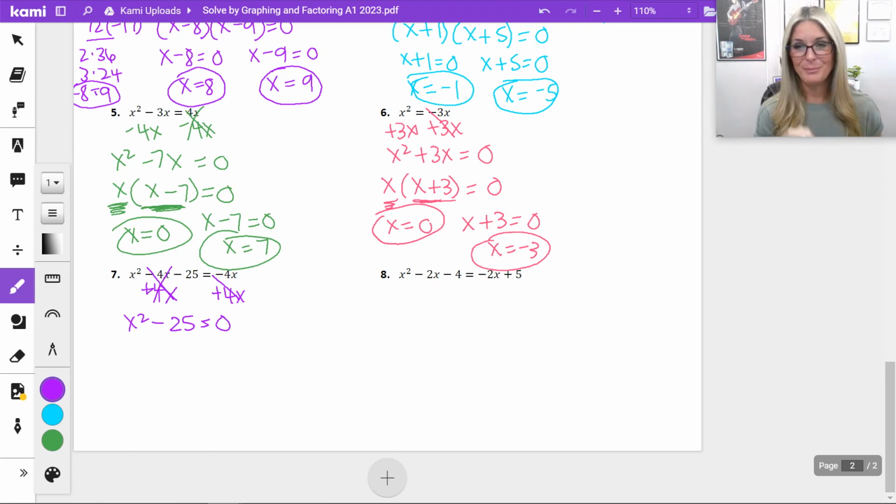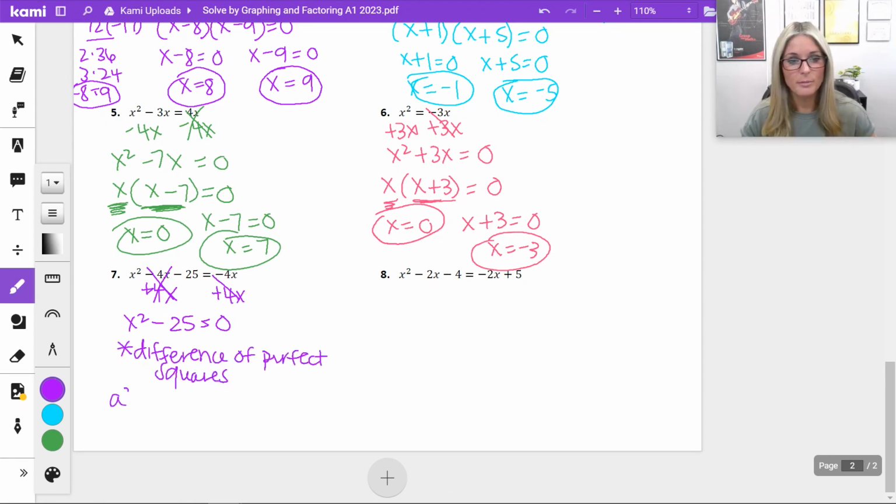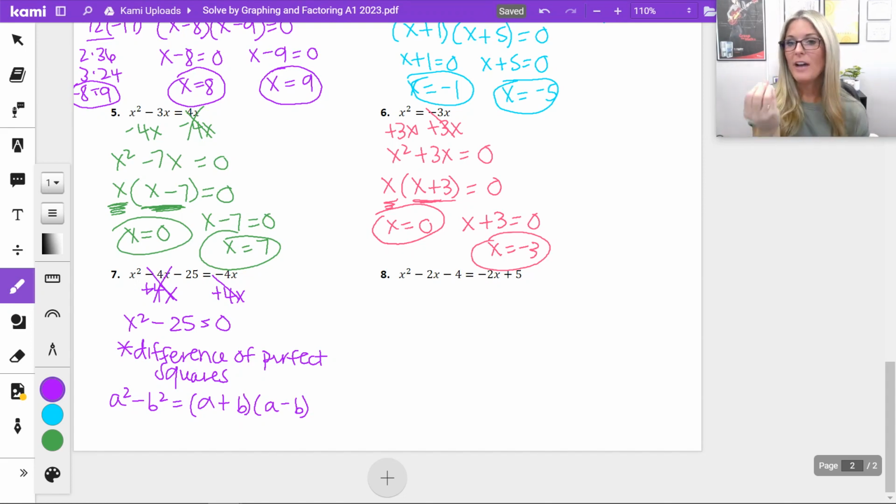However, do you remember what this is? This is a difference of perfect squares. If you recall, the formula was if you had an a value squared minus a b value squared, it would factor perfectly into a plus b times a minus b. So in our problem, we have x squared, x is being squared, minus 25. 25 is a perfect square, 5 times 5. So this one factors really easily into x plus 5 times x minus 5.